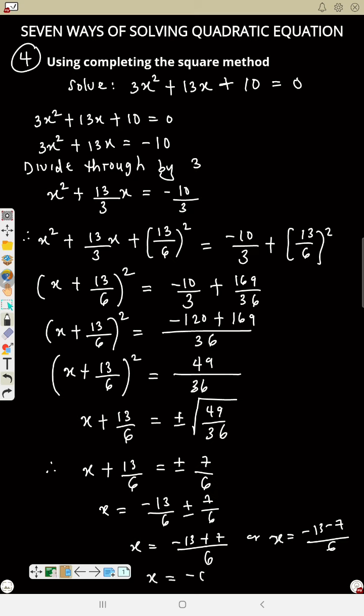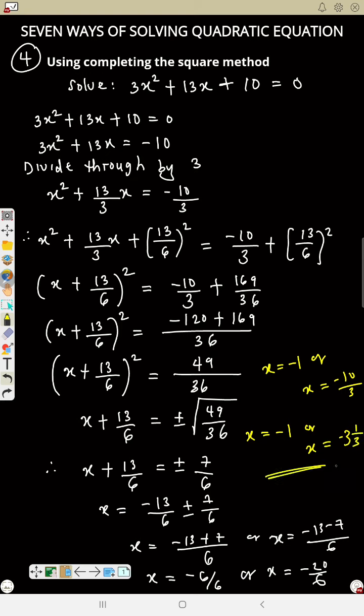s equals minus 6 over 6, or s equals minus 20 over 6. So from there, s equals minus 1, or s equals minus 10 over 3. So finally, s equals minus 1, or s equals minus 3 and 1 over 3. Answer still the same result. You can watch my video on completing the square method, then you will grasp better. Now another method. Here we are just solving all the methods in one place. So now let's see another method.